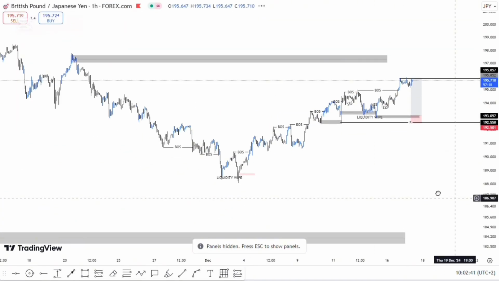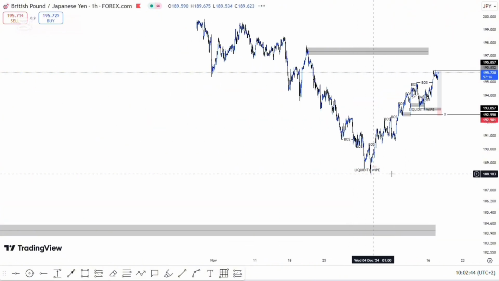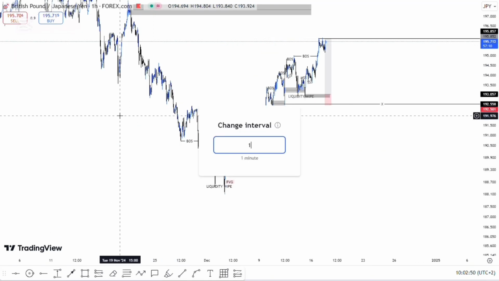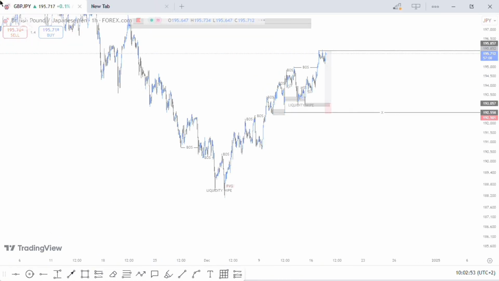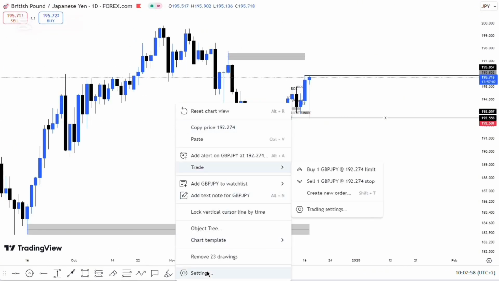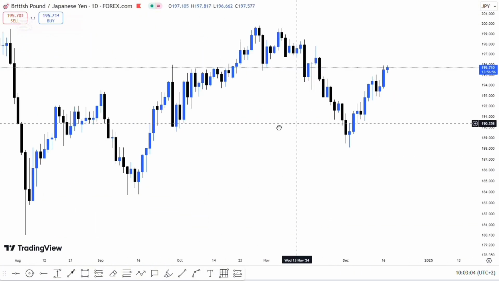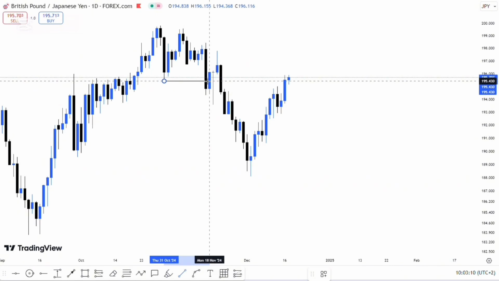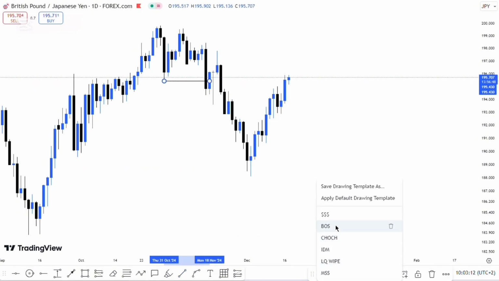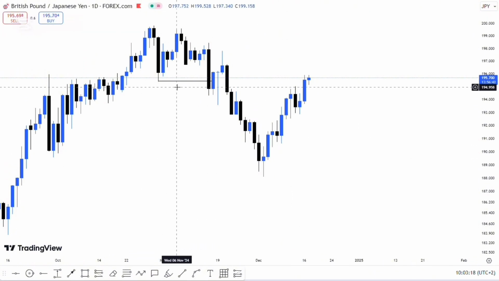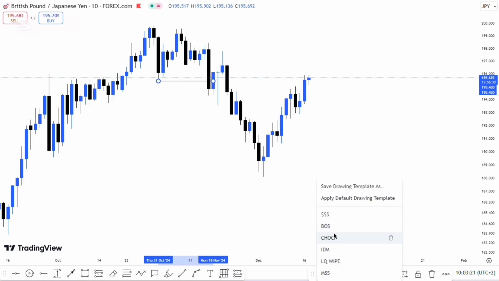Let me analyze GBPJPY also. Let's cover GBPJPY. Let's move down to the daily time frame. Let's remove all drawings. As you can see, let's start from this, start to find the story behind the structure. As you can see already, the structure from this high to this low is bearish.